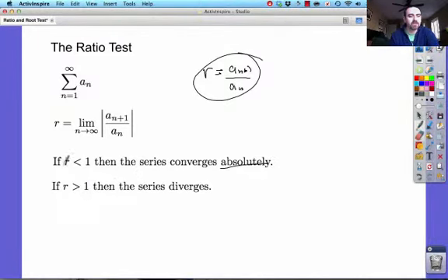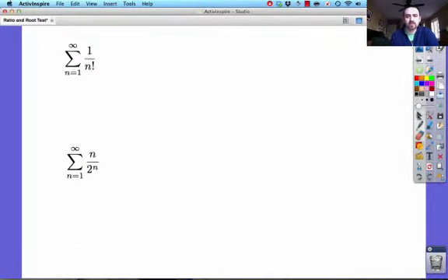Now, we don't have to worry about the absolute value here because I take the absolute value of the ratio of terms. So r will always be a positive number, so as long as r is less than 1, it can be 0 in this case, then it converges absolutely. If it's greater than 1, it diverges. So let's take a look at how this might help us. Here are two series that we can use to find out their convergence based on the ratio test.